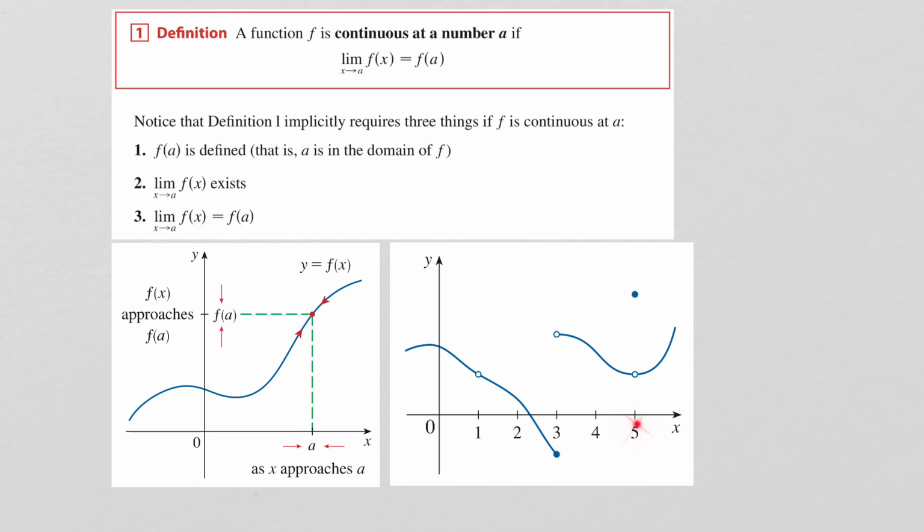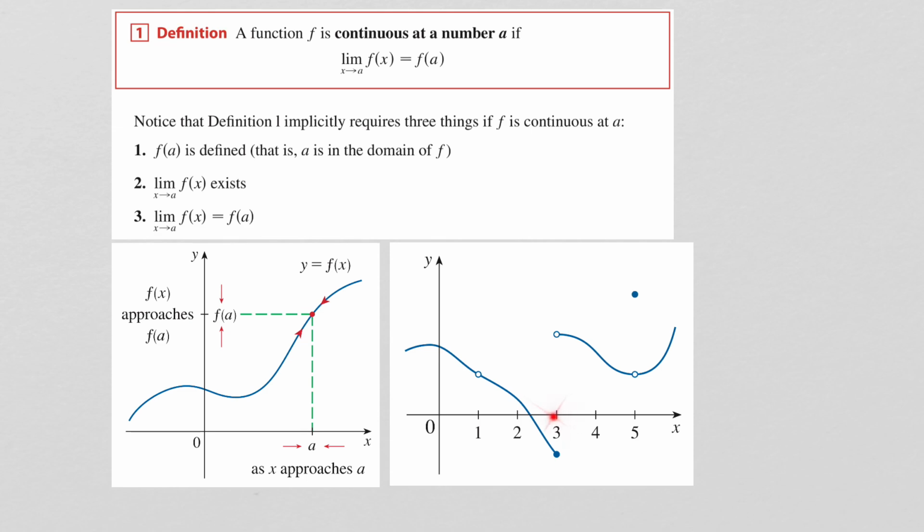Now look at x equals 5. F of 5 is defined. It's equal to this value up here. However, if you take the limit as x approaches 5, the function values are getting closer to this number, not this number. So even though the limit is defined and the function is defined, they are not the same, and therefore the function is not continuous at 5.